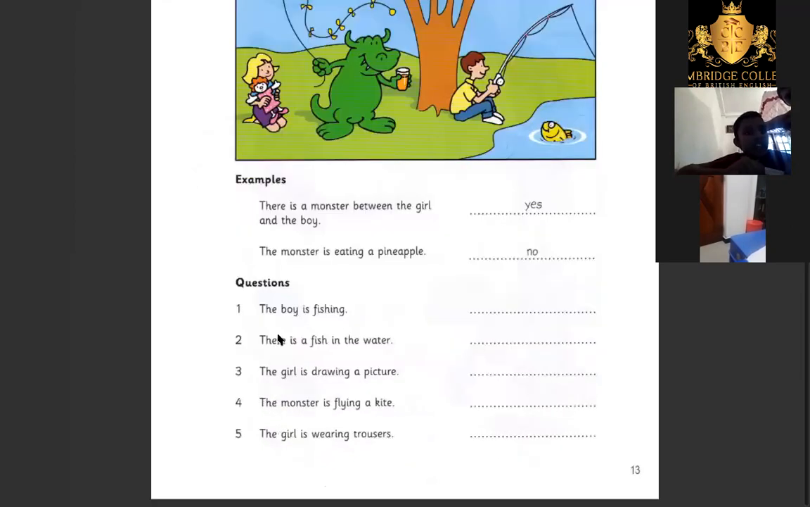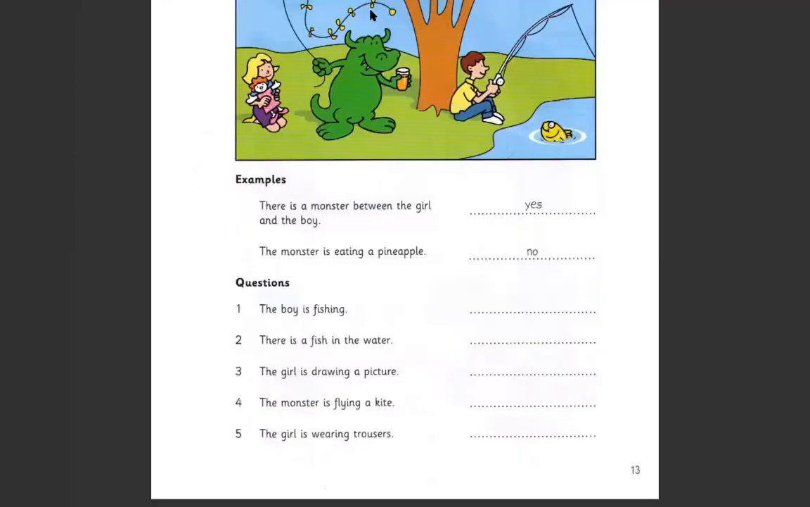Okay, first one is the boy is fishing. The boy is fishing. So write down these sentences. That means you want to copy down these sentences into your writing copy.